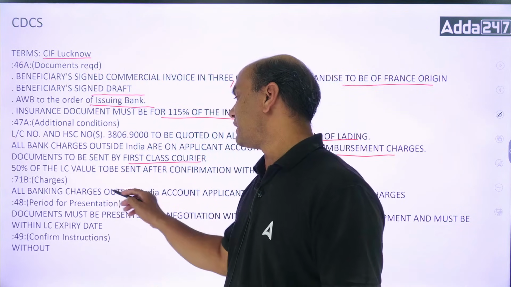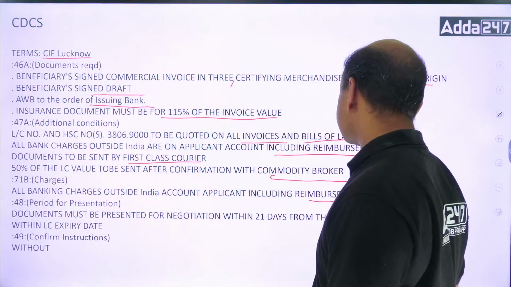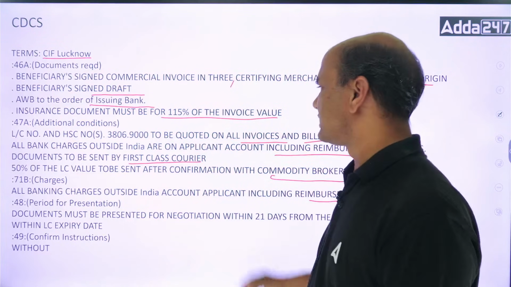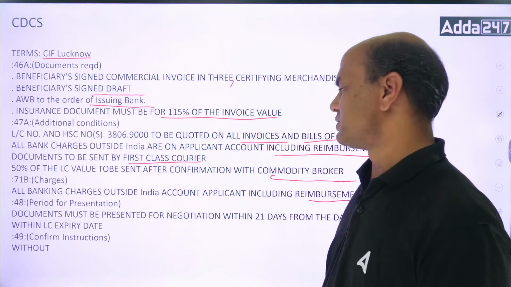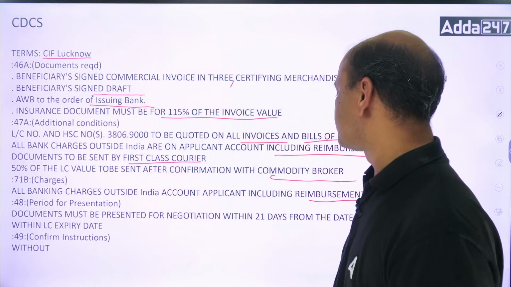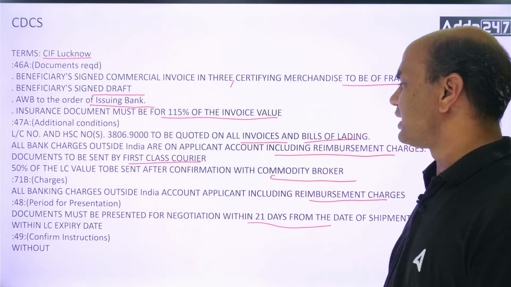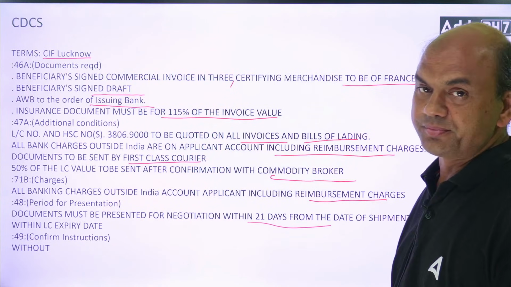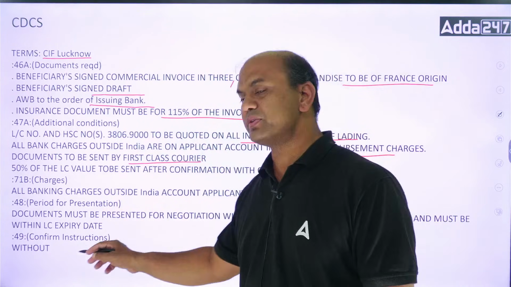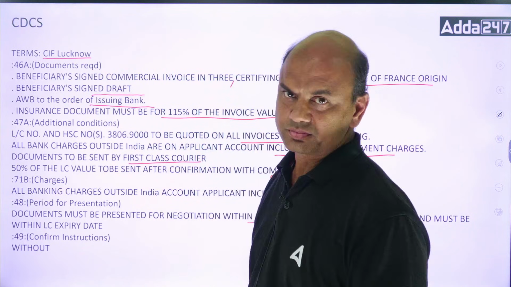Charges. All banking charges outside India, including reimbursement charges, are to the account of the applicant. Just now we have discussed this over here also. Period of presentation. Documents must be presented for negotiation within 21 days from the date of shipment and must be within the LC expiry. Confirmation instructions without. This is the overall LC which you have got.